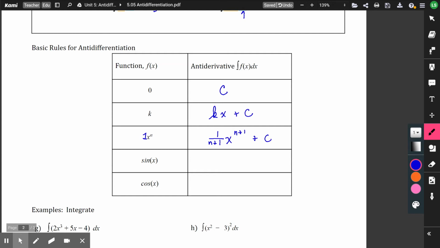Now, for sine of x, its derivative is positive cosine, but we're trying to find what function has positive sine as its derivative, and that comes from a negative cosine of x, again with the plus c. And finally, for cosine, in order to have a derivative of cosine, we need to have a positive sine of x plus c as our antiderivative.